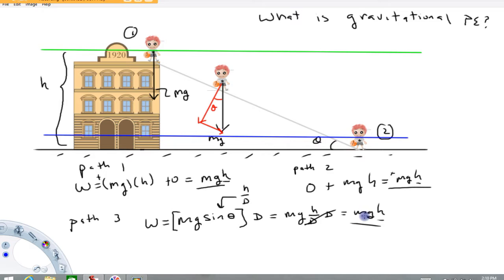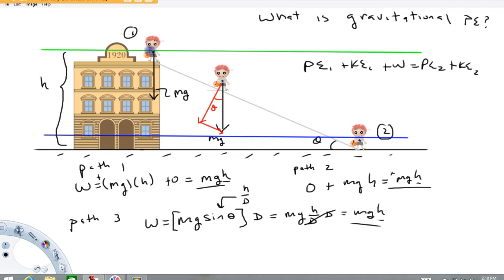That's why we can define that as a potential energy. So in this example, if I wrote out the work energy theorem, let me do so in black: PE1 plus KE1 plus work equals PE2 plus KE2. As long as position 1 is anywhere along this green line and position 2 is anywhere along this blue line, then the work done by gravity as Timmy moves from 1 to 2 is equal to mgh.